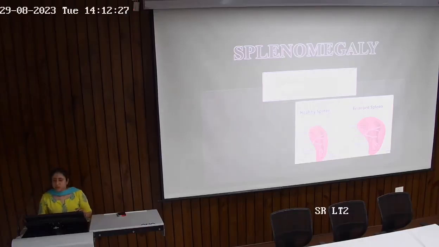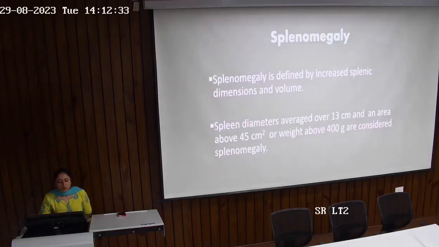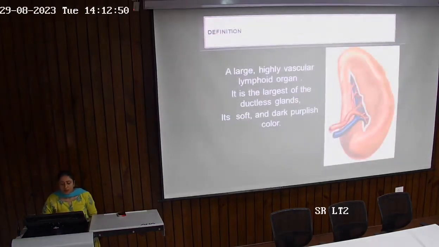So today's topic is splenomegaly. In this, we'll be covering the causes of enlarged spleen. So splenomegaly is defined by increased splenic dimensions and volume. Spleen diameters averaged over 13 centimeters and an area above 45 centimeters squared or weight above 400 grams are considered splenomegaly. So it is a large, highly vascular lymphoid organ.